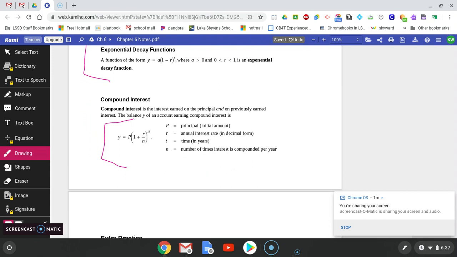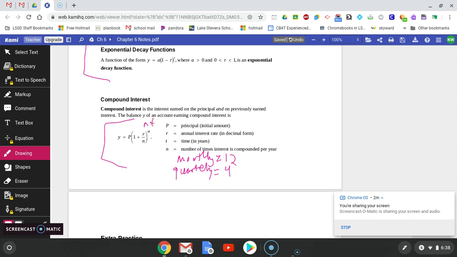P is your principal. Principal is another word for your initial amount. R still stands for your interest rate. N is going to be the number of times your interest is compounded per year. So if it's monthly, that would be 12. If it was quarterly, that would be 4 times a year, and so forth. So you'll divide your rate by how many times a year it is compounded. And then that exponent is an NT.